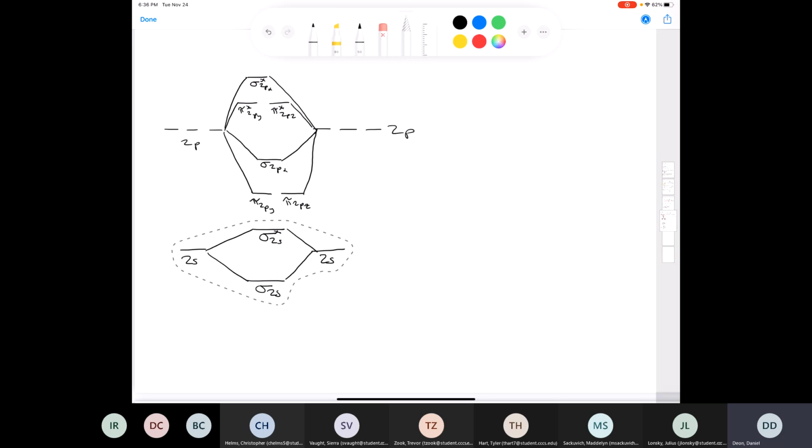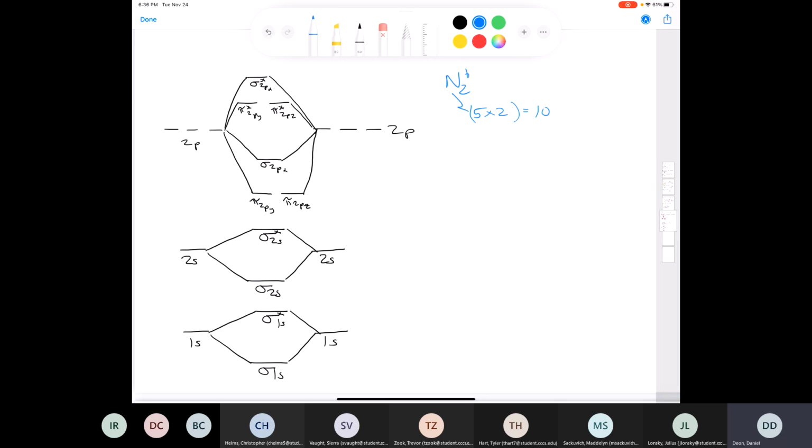So copy, paste, put this down here, and then we'll change all these to 1s. There we go. Okay, so for our N2 plus, nitrogen has a total of 5 electrons times 2, which equals 10. If I've got a +1 charge, I'm going to subtract 1, that equals 9 electrons. Okay, so I've got a total of 9 electrons.